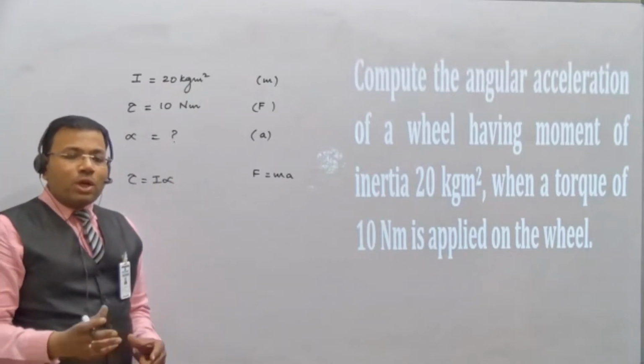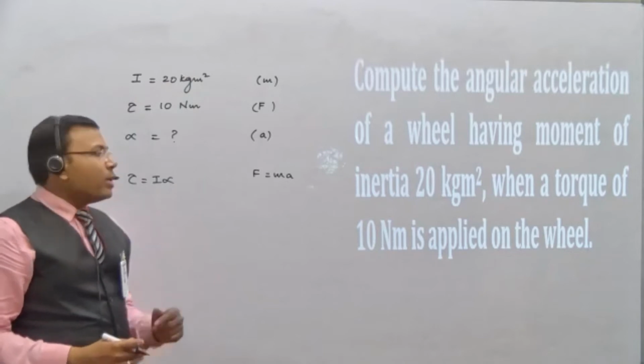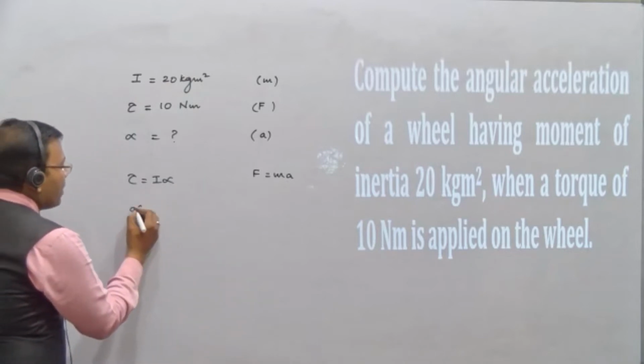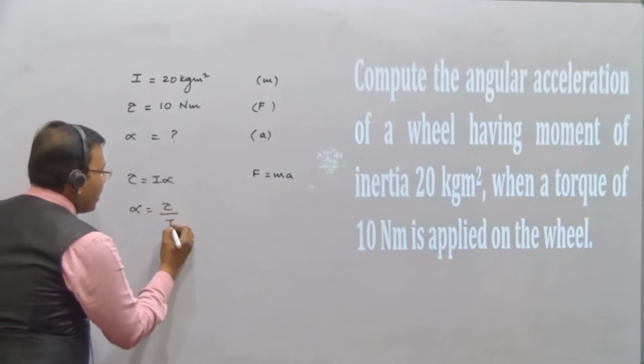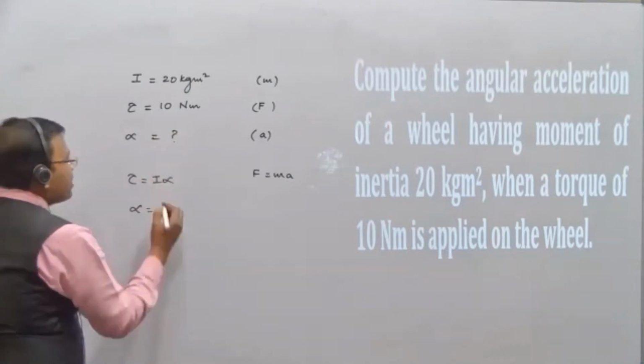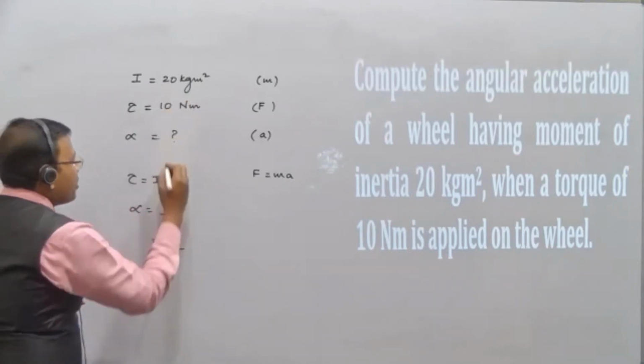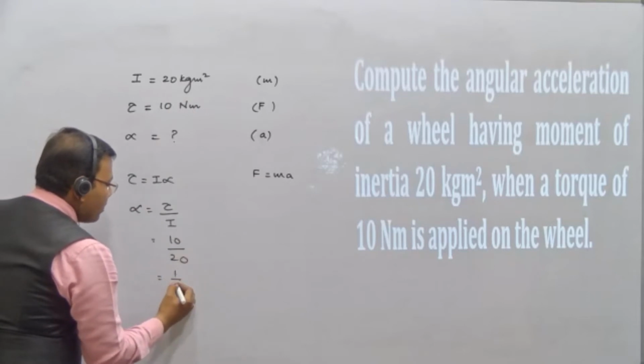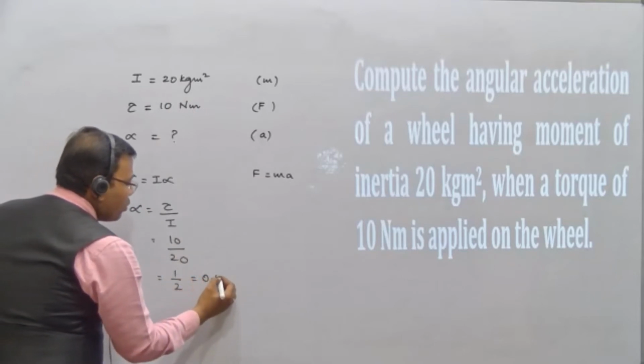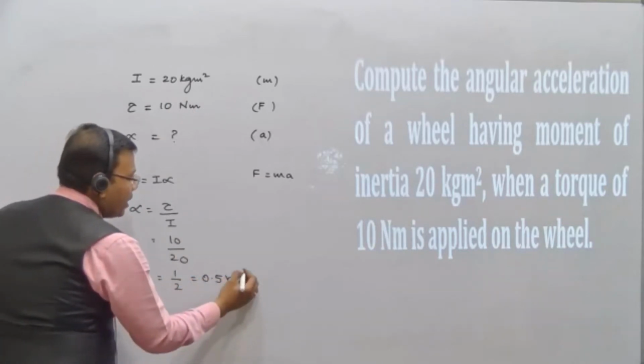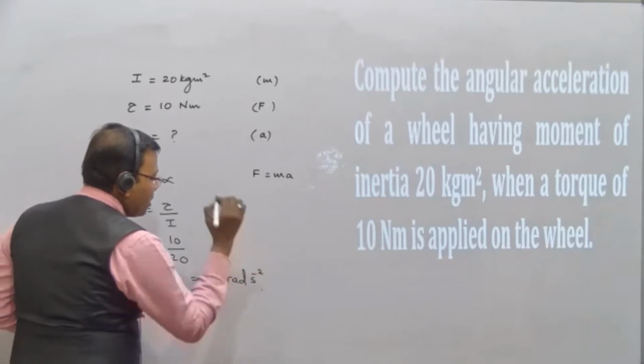Hope you have understood the framing of the formula. So what is this alpha? Alpha is nothing but tau by I. And what is this tau, student? This is 10, and I is how much? 20. So therefore it is 1 by 2. This can be written as 0.5 radians per square second.